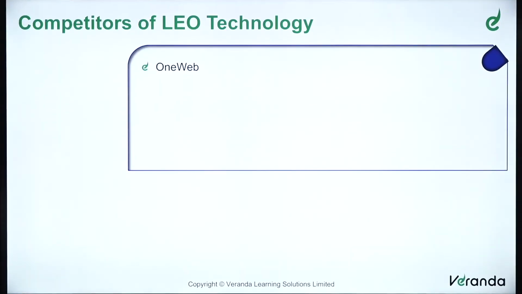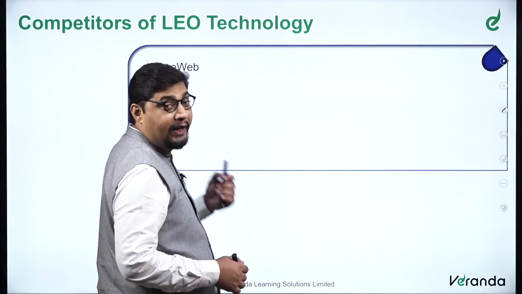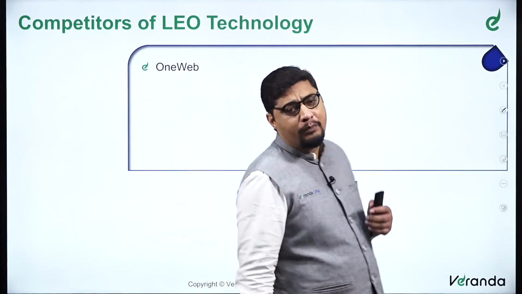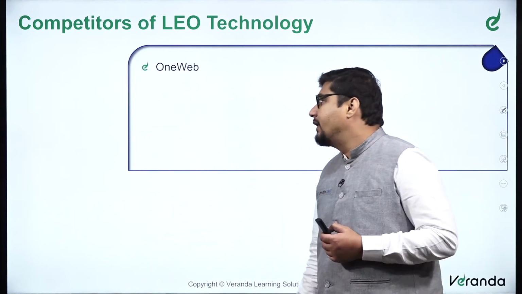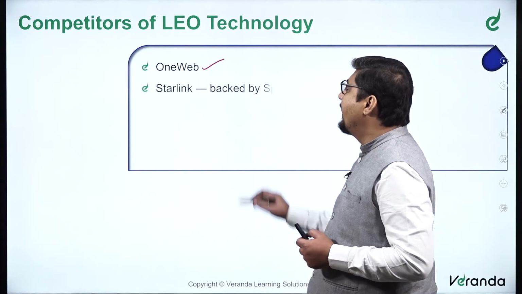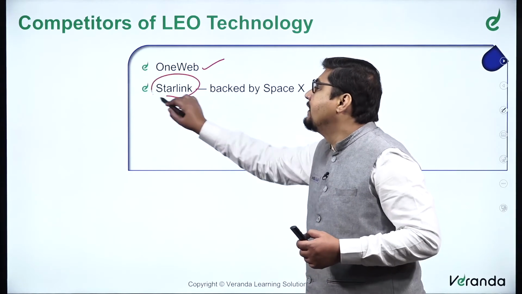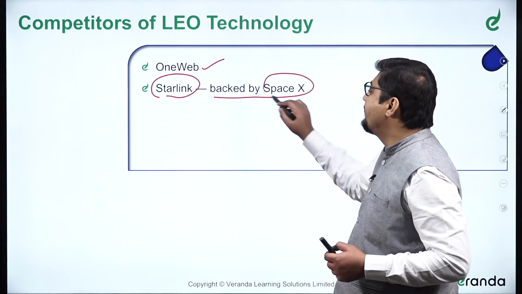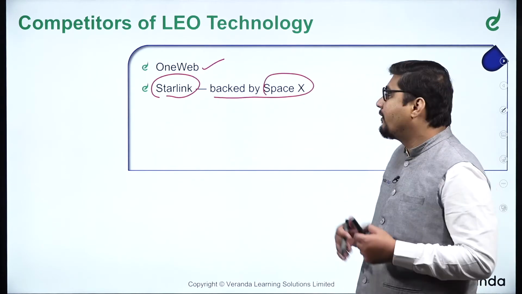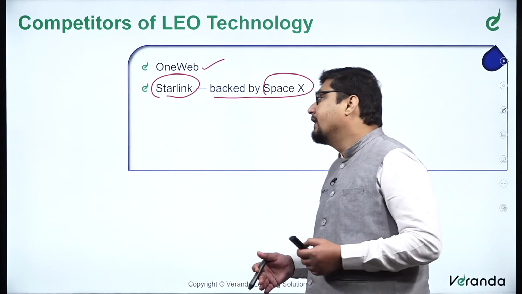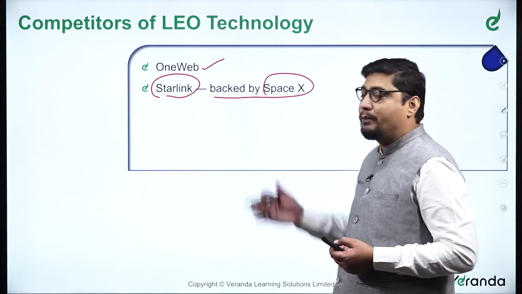Now let's move on and see the competitors of low Earth orbit technologies. These are the big private corporations in the world. The first one is OneWeb. Then we have Starlink, the biggest one, backed by Elon Musk's SpaceX, which always makes a lot of noise and news. He is very active on social media, always supporting these things.